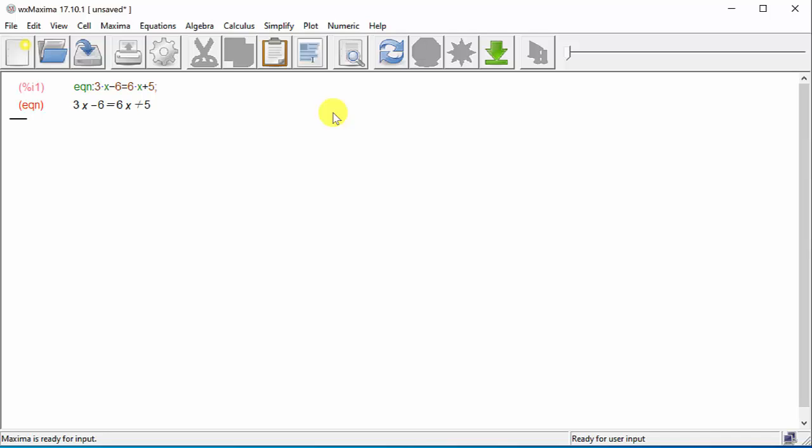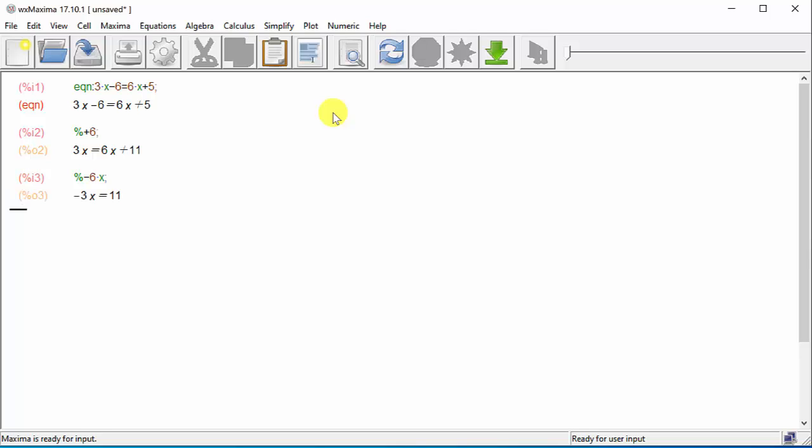So I can hit percent. So remember, that's percent. I'm doing that to the last output, and I'm gonna do plus 6 semicolon and shift enter. So that gives me 3x equals 6x plus 11. And then I need to bring the 6x to the other side. So I'm going to subtract 6x to both sides. So I'm going to do percent, and I'm going to subtract 6 times x. All right. And semicolon and shift enter.